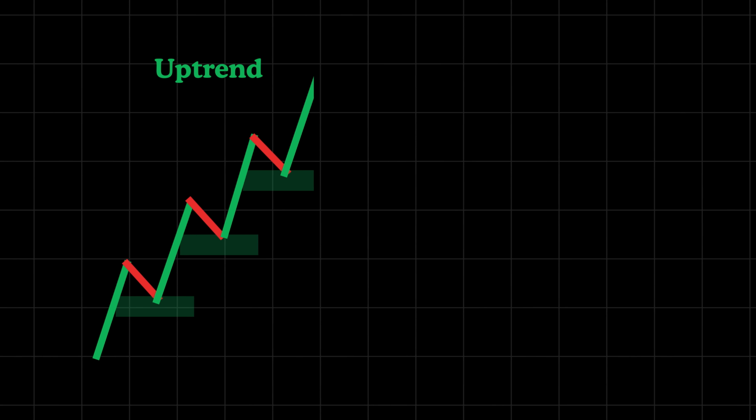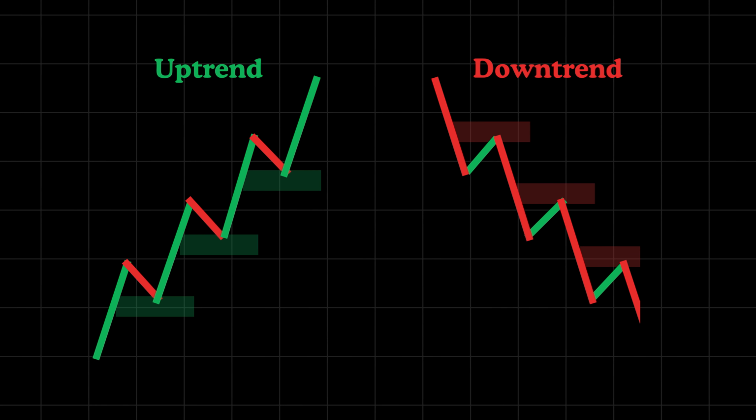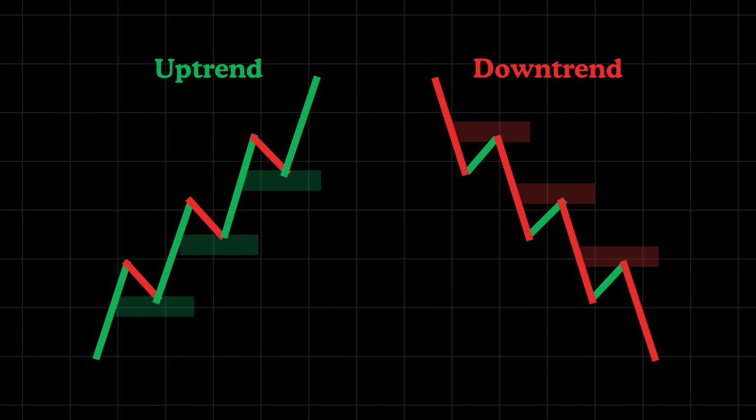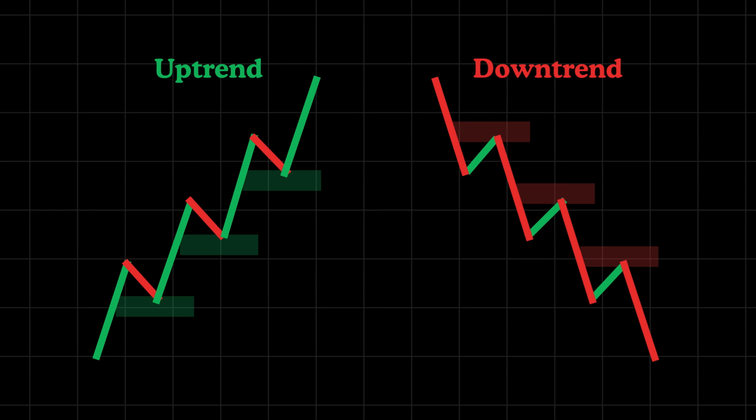So to sum this up, during an uptrend, we only use the bullish fair value gaps that form, and during a downtrend, we only use the bearish fair value gaps. This makes sure we are correctly following the order flow of the chart.